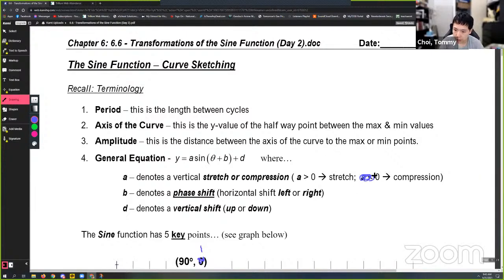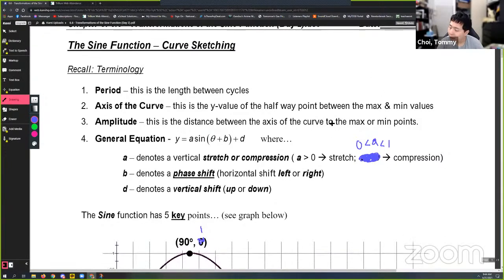So I'm actually going to change that and say 0 less than A, which is less than 1. That's the more accurate one. I should change that. My apologies. So 0 less than A less than 1 is compression. Okay, so that's really important here. But I'm going to give you something else. Everyone should write this down.